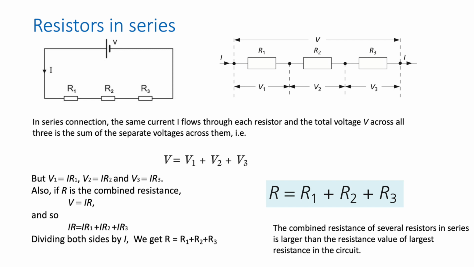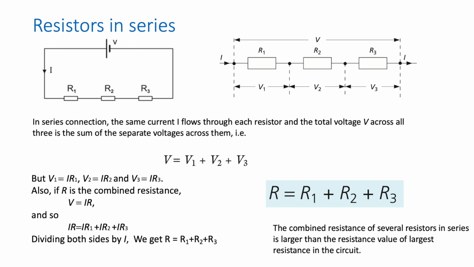But based on Ohm's law, we know V1 equals IR1, V2 equals IR2 and V3 equals IR3. Now let capital R represent the effective resistance of these three resistors in series. I is the common current. Then capital V equals IR. That is, IR equals IR1 plus IR2 plus IR3. We can take the common factor I and remove it from the left hand side and right hand side, or we can divide throughout by I. Then we get capital R equals R1 plus R2 plus R3.